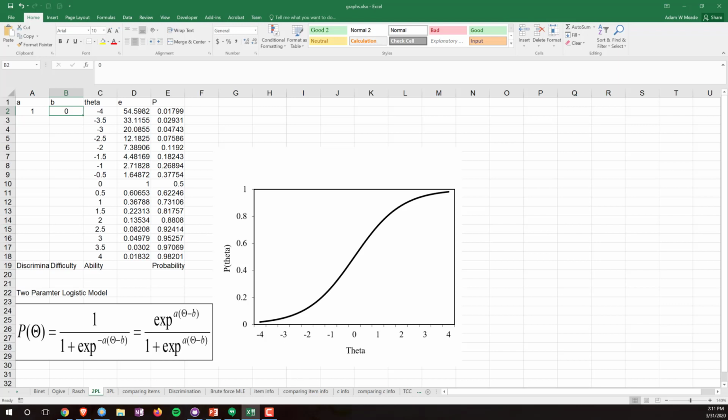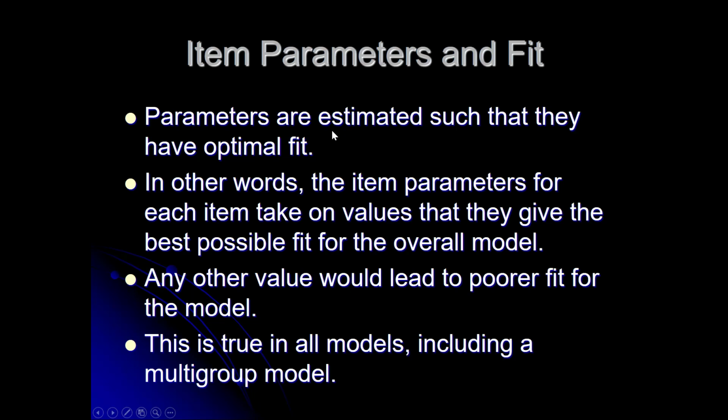I want to go back to the slides now. So the item parameters are estimated such that they have optimal fit. In other words, item parameters take on the values that get the best fit for the overall model. And you can see that really it happens one item at a time. The nice thing about having this independence of items is that that is true for each item on its own, and then the overall model is optimized where each item is optimized, right? So we find the best item parameter for each item, and we're talking about just a single group case at this point. That leads to the best fit, and then the model fit for the overall whole test is just the sum of those fits for each of the items. And that's true for all models, and it's also true for a multi-group model.